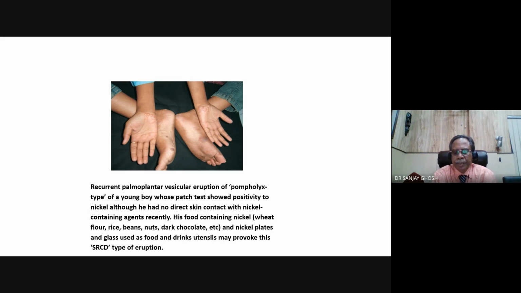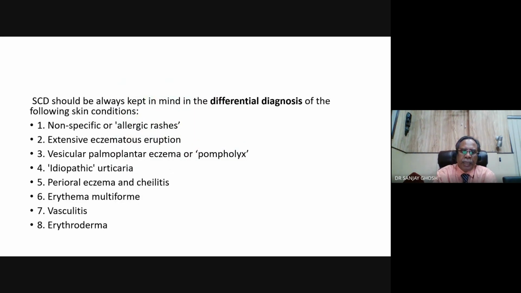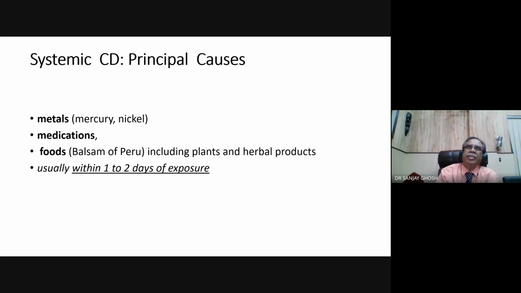Sometimes we get very good results, and some of the patients are controlled in this way without giving specific drug therapy. So whenever we are dealing with cases like non-specific allergy, like extensive eczematous eruption, or vesicular lesions, the pompholyx type I just told, or idiopathic urticaria, or perioral eczema or cheilitis, erythema multiforme, vasculitis, erythroderma, we should have in our mind this differential diagnosis of systemic contact dermatitis. This we are missing in many cases. We think in many cases, but systemic contact dermatitis sometimes we are not thinking.